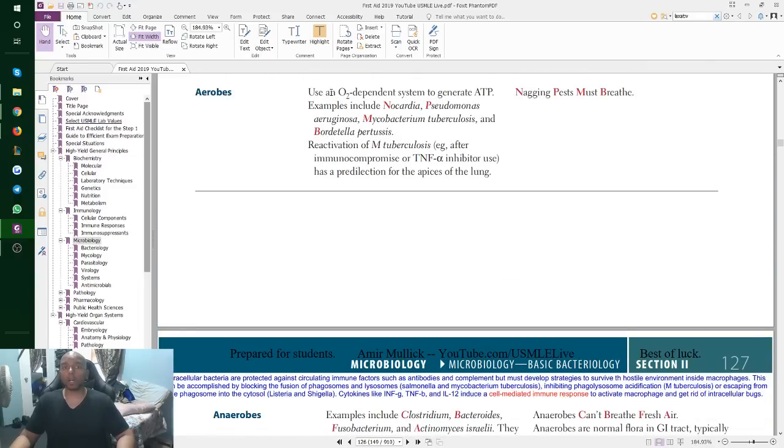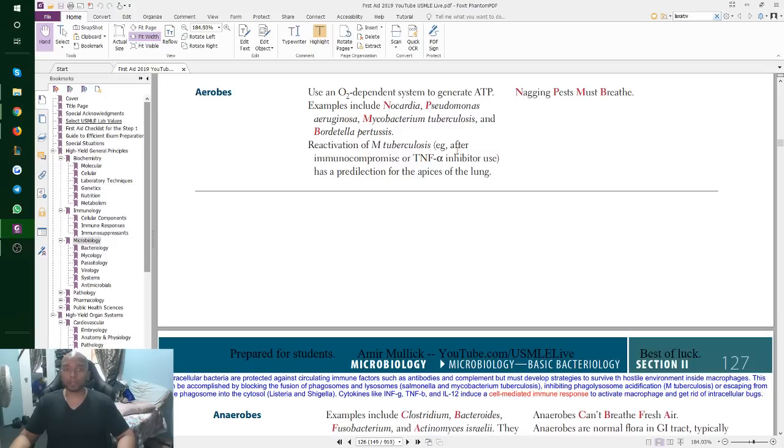So aerobes are all obviously oxygen dependent. They need their oxygen to make ATP, a lot like us. And these examples are just Nocardia, Pseudomonas, Mycobacterium tuberculosis, and Bordetella pertussis. Understanding this characteristic actually tells you a lot about them. For example, with Mycobacterium tuberculosis, they tend to grow on the top of your lungs because that's where you have a lot of oxygen. You have a lot of ventilation, but not much perfusion. So that oxygen just stays there, and they can use it. That's a nice way to memorize stuff like that.